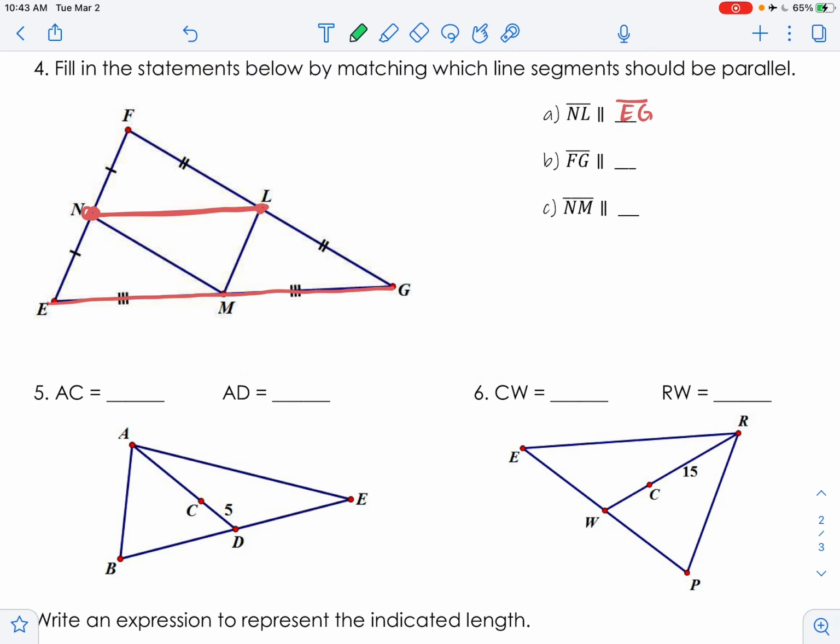For the next one, I'm looking at FG. FG is this side of the triangle. Which midsegment does not touch the side FG? That would be this one right here. And visually, they look parallel too, right? So I would say that line segment FG is parallel to line segment NM. Now we're looking at line segment NM. That's this right here. We just did that, right? It does work both ways. So NM is parallel to line segment FG.